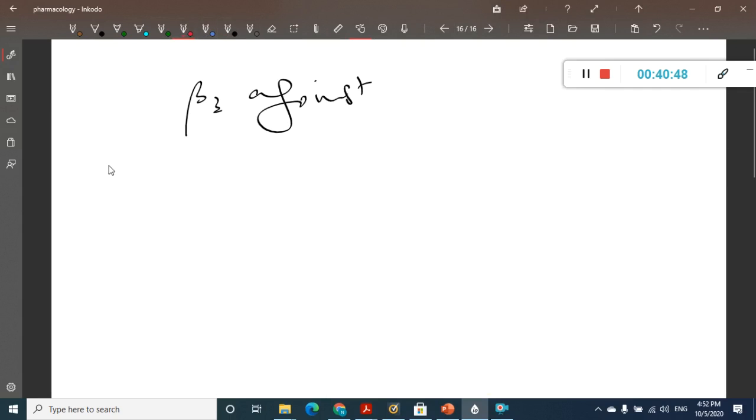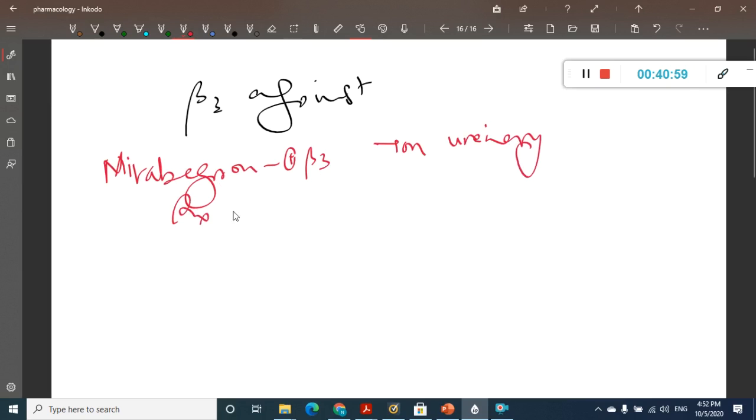Then the last drug here is the beta 3 agonist, mirabegron. What is mirabegron used for? This is a newer drug. It activates beta 3 receptors on the urinary bladder, so it is used in the treatment of overactive bladder.